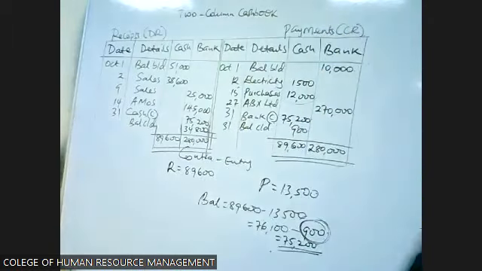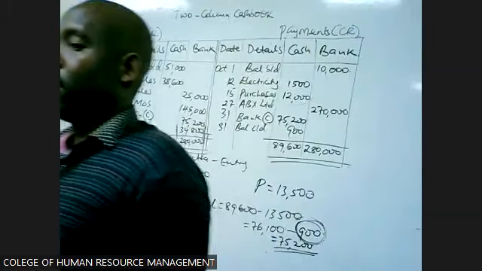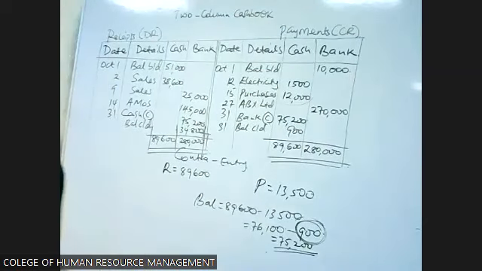That is a two-column cash book. There are not many words, just money in and money out.